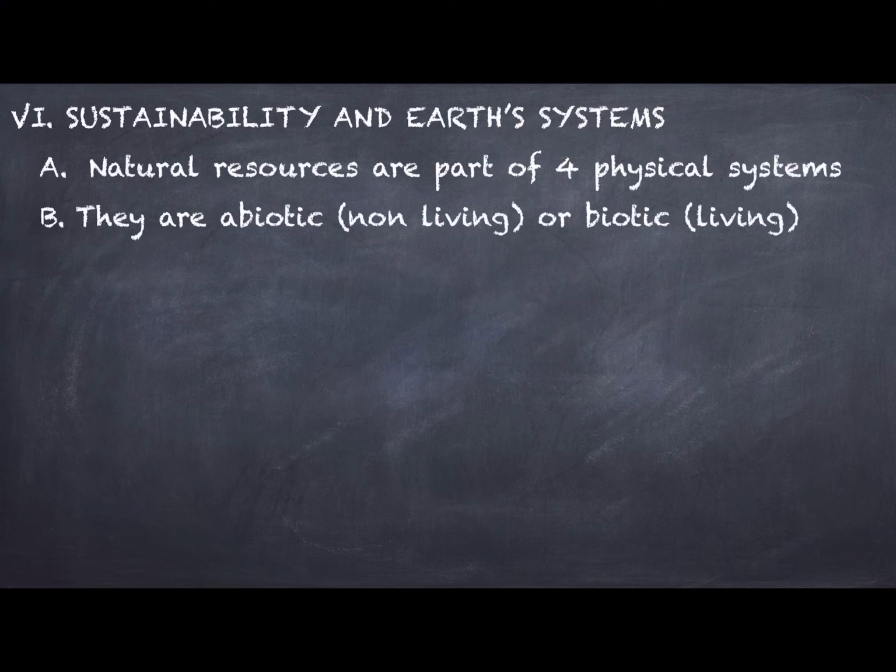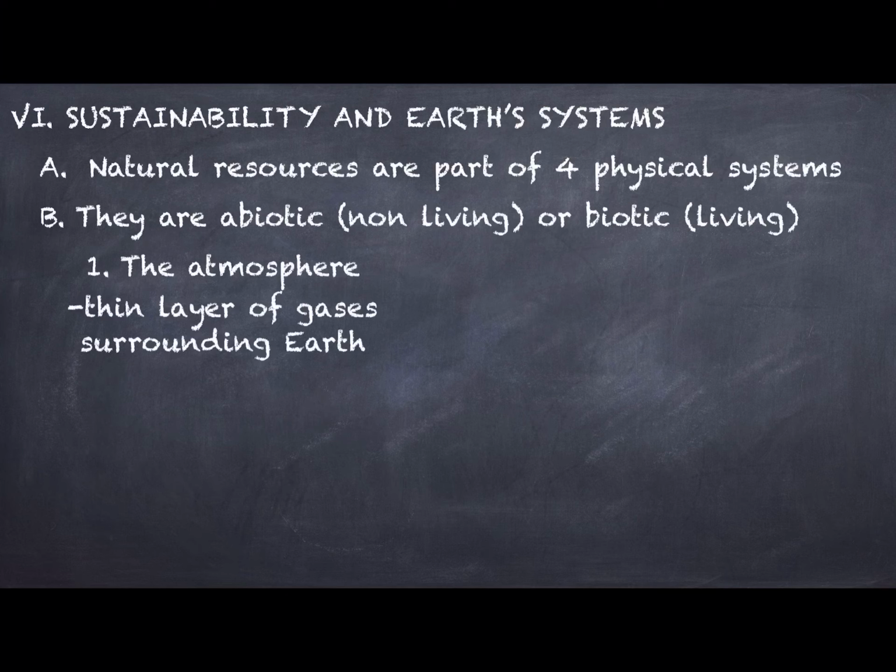Abiotic systems are composed of non-living things. The biotic systems are where living things can live on Earth. Of the 4 systems, there is only one where living things live, which we call biotic. The first system we're talking about is the atmosphere. It's the first physical system that we have here on Earth.